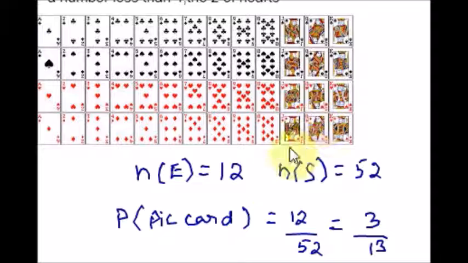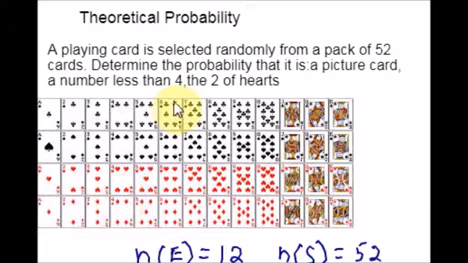Okay, now let's concentrate on part B. A number less than 4. For this one, there are 13 cards in each suit and there are 3 cards lesser than 4. Am I right? So these are the cards which are lesser than 4: A, 2 and 3. So totally there are 12. Am I right? And the overall total is 52. Same, you'll get the same answer. 12 over 52, which is 3 over 13. Hope you're clear with this.